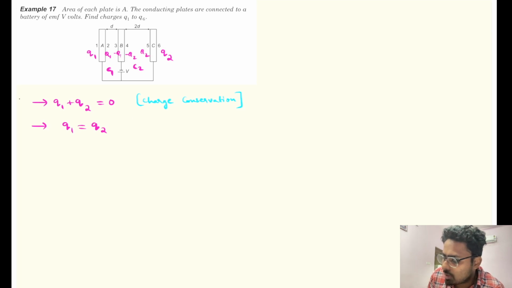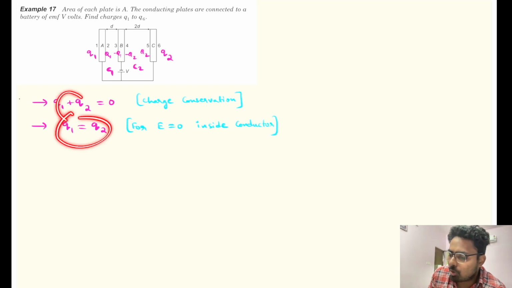For the field to be 0 inside the conductor, E equal to 0 inside the conductor. Inside the what? Conductor. So this should be the condition. Okay, sir, this one also understood. When the sum is 0 and both are equal, so what is the conclusion?